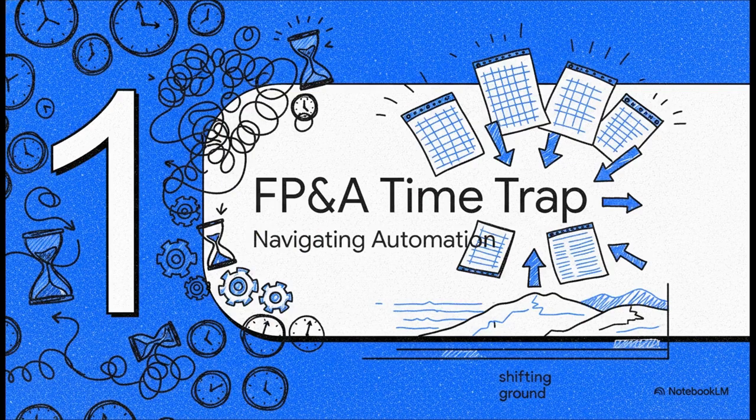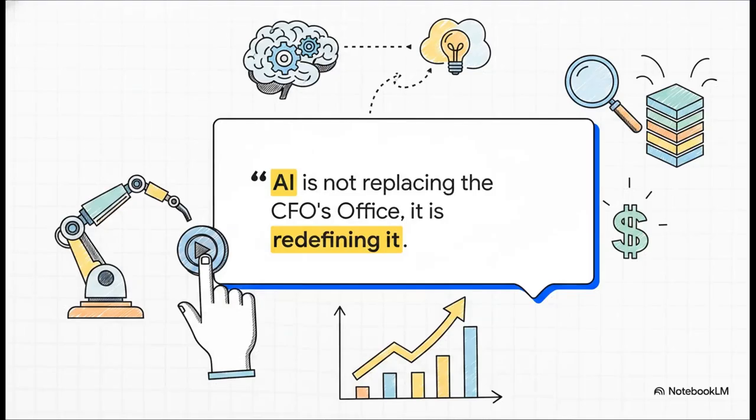Let's kick things off with Section 1, the FP&A time trap, navigating the automation pressure. I want to ground our entire conversation today with a fantastic quote from Didi Gerfinkel, the CEO of DataRails. He says, "AI is not replacing the CFO's office, it is redefining it." And that really hits the nail on the head, establishing the immediate stakes here. AI is absolutely not an outright replacement for human judgment or your deep, hard-earned business knowledge. It's a tool for evolution.